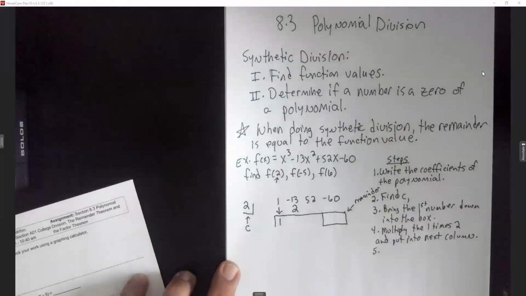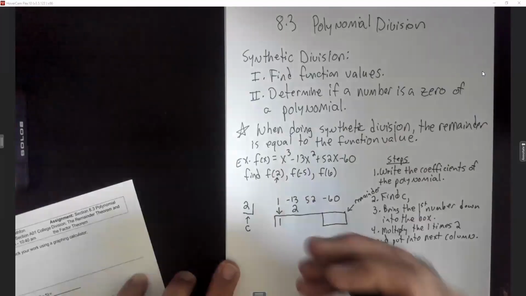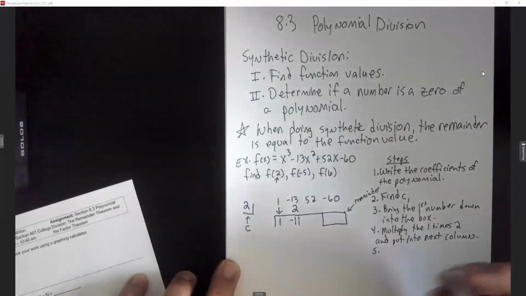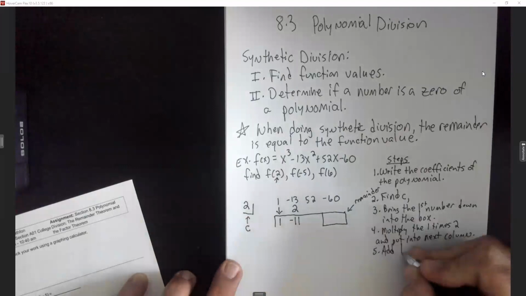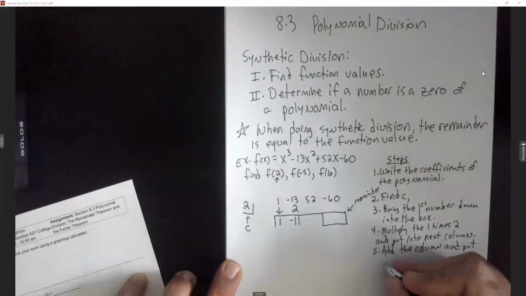All right, so now since I got 2 numbers in that second column, I need to find what number is going to go down here in the box next. So to get that number, I'm going to add the -13 and the 2 and get a -11. So add the column and put into the box.